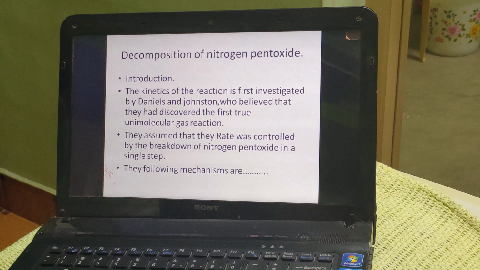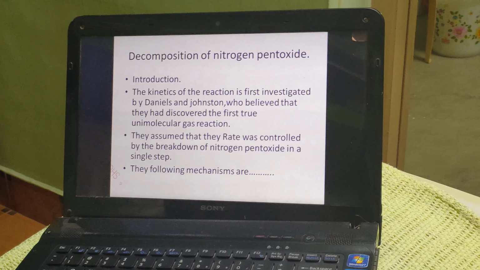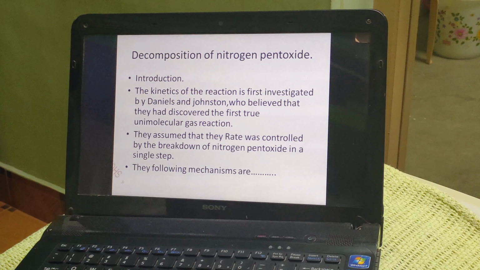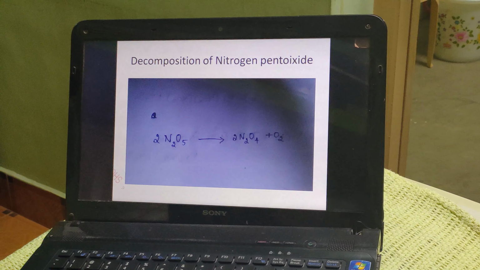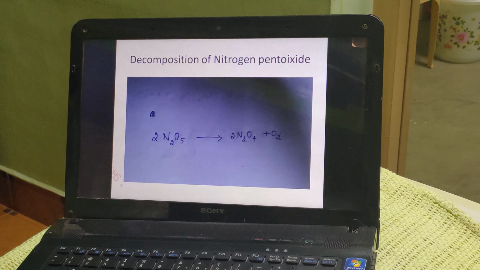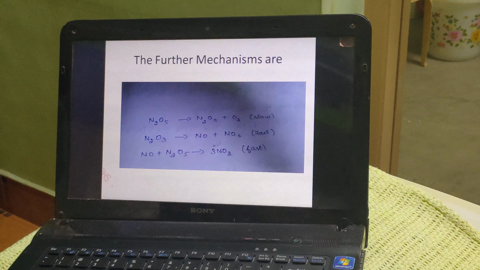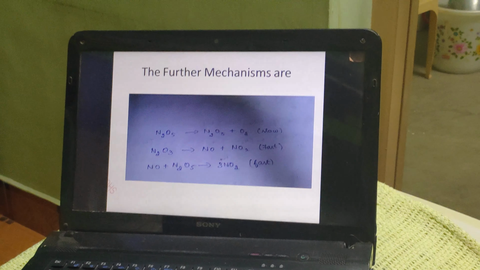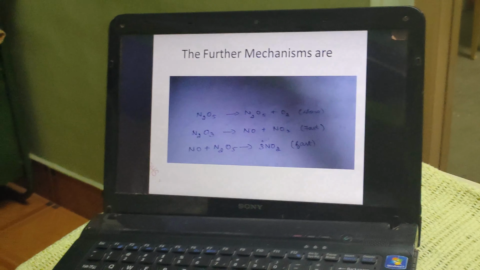Another point: the rate was controlled by the breakdown of nitrogen pentoxide in the following step. The decomposition of nitrogen pentoxide is 2N2O5 gives 2N2O4 plus O2. Further mechanisms were classified by Daniels.